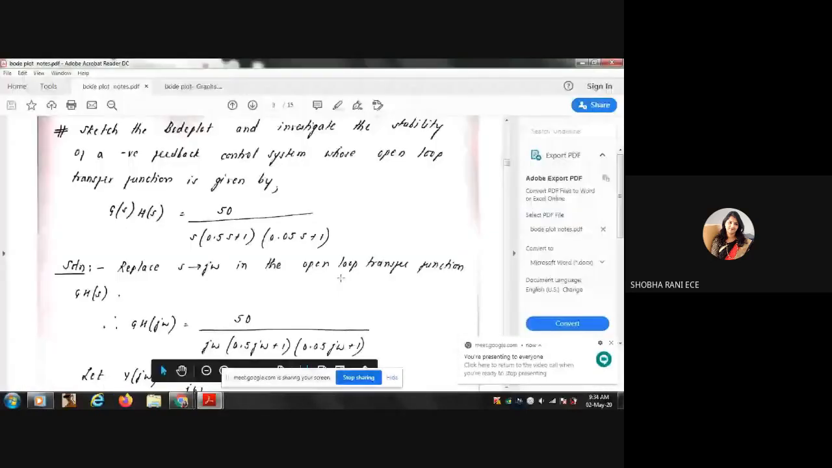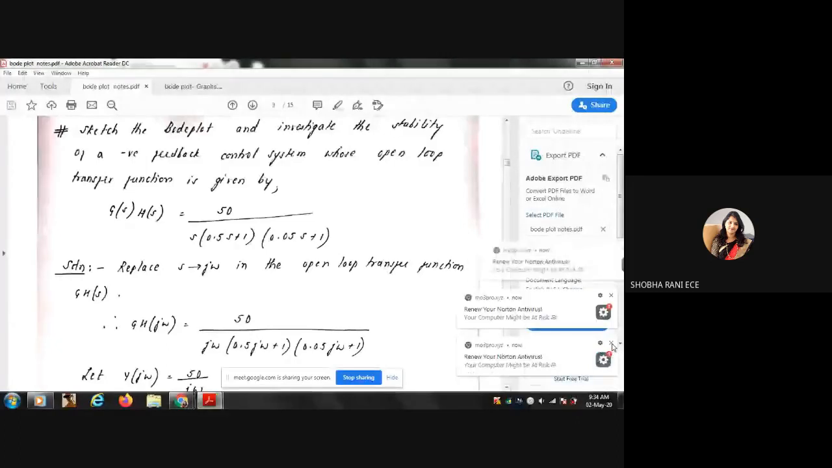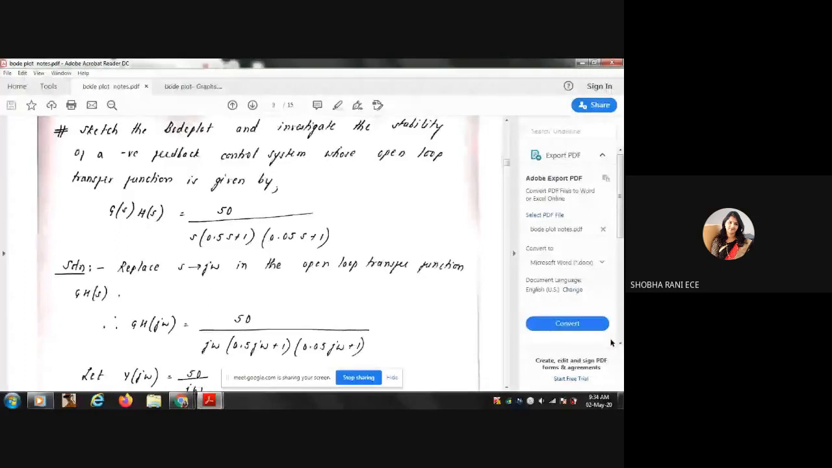Good morning, students. So, in today's class, I will teach you how to sketch the Bode plot. In the last two classes, I have taught you how to prepare the magnitude plot table and the phase plot table. So, keeping that in mind, I will teach you in today's class how to sketch the Bode plot.